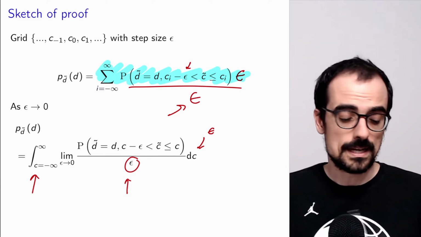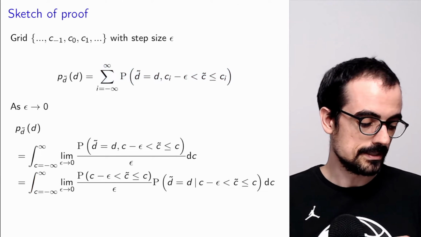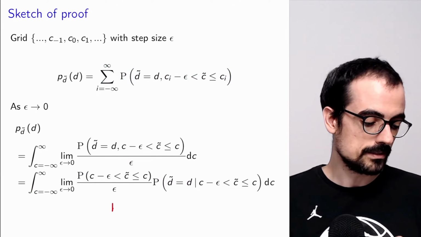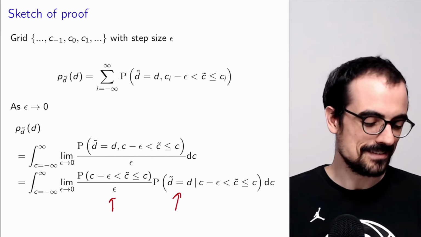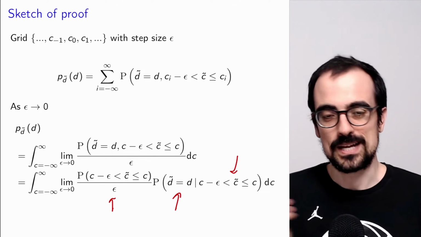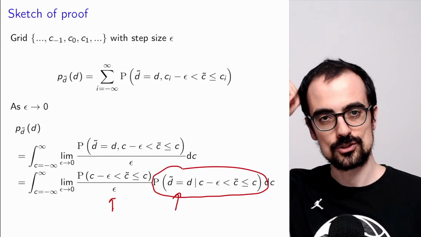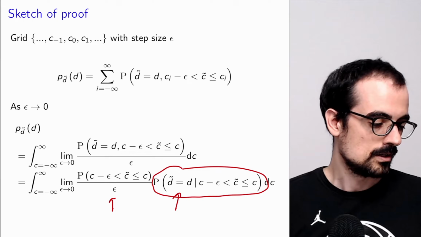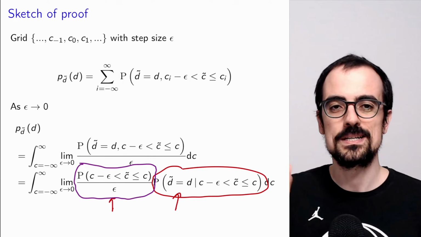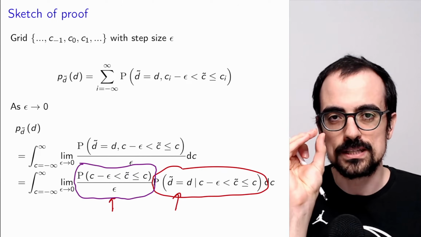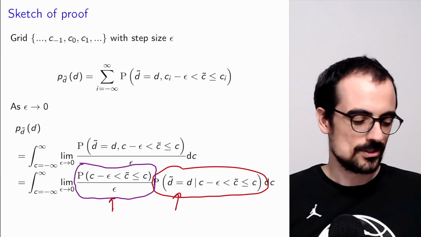Now what are we going to do? We're going to apply the chain rule. By the chain rule, we get the probability that C is in this interval divided by the length of the interval, times this conditional, which is the probability that D is equal to d given that C is in this tiny interval. We have seen that this object, when epsilon goes to 0, is exactly the conditional PMF of D given C. What is this other term over here? By now, this should be familiar. It's the probability that the continuous random variable is in a small interval divided by the length of the interval when that interval goes to 0. That's the density.